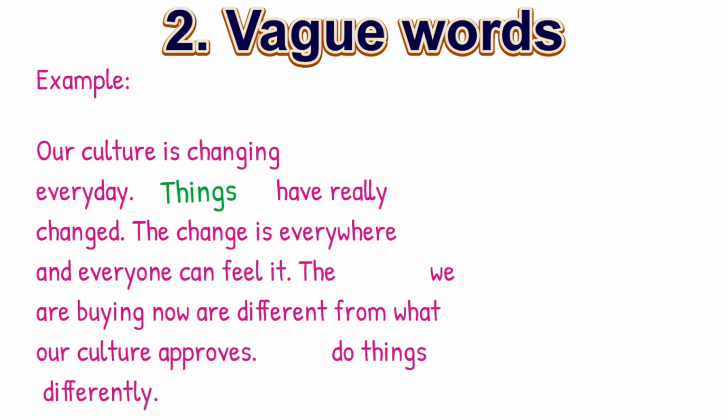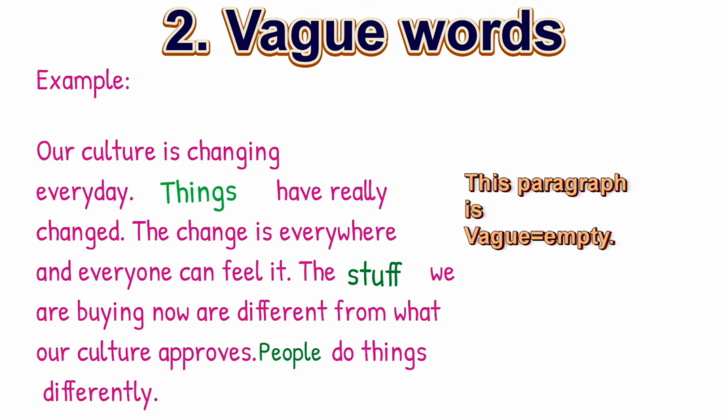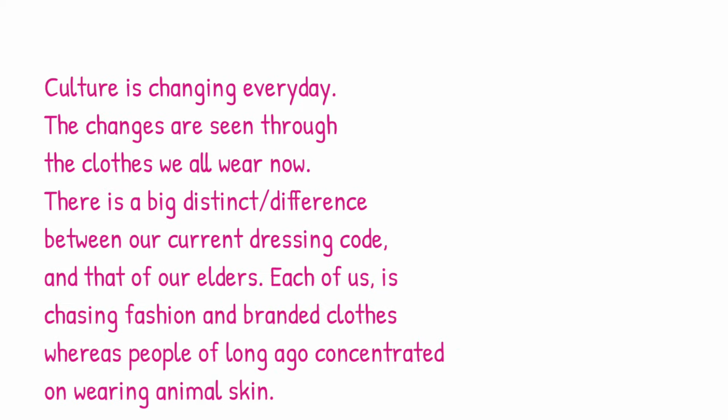Let us look at this paragraph. Our culture is changing every day. Things have really changed. The change is everywhere and everyone can feel it. The stuff we are buying now are different from what our culture approves. People do things differently. This paragraph is vague, it's empty.